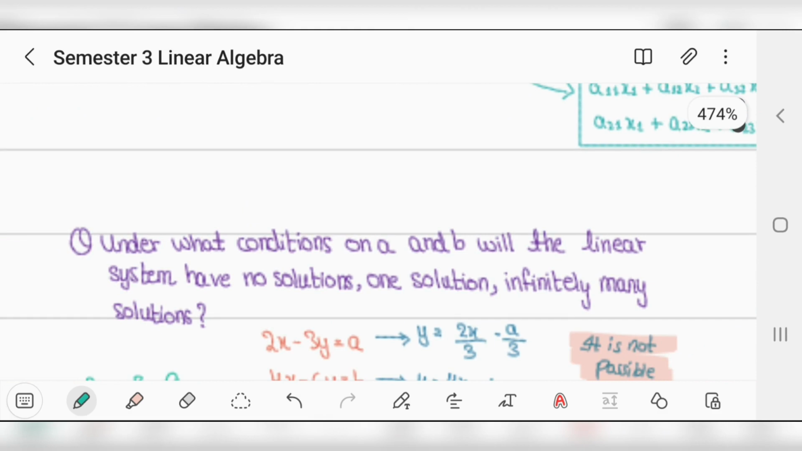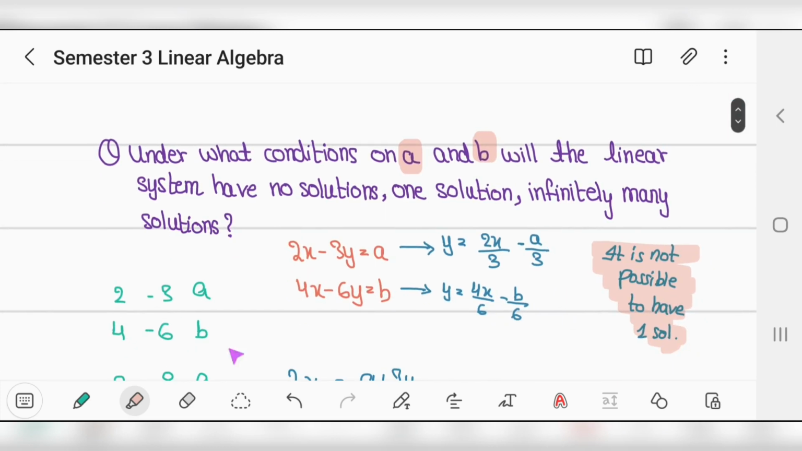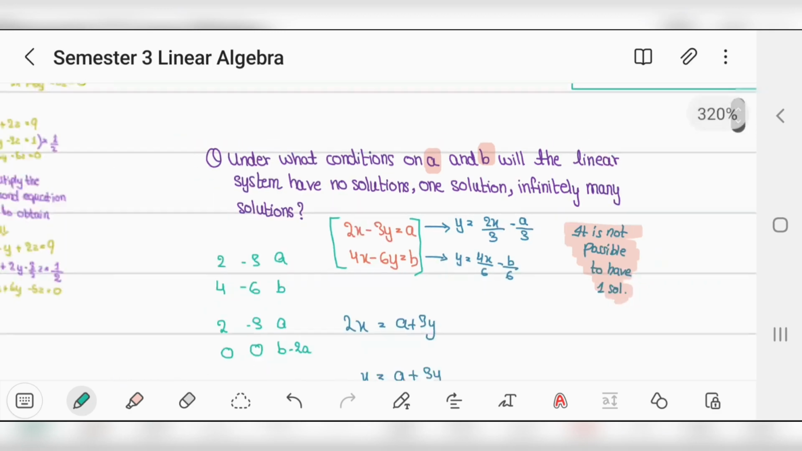Second question: under what conditions on a and b will the linear system have no solution, one solution, or infinitely many solutions? We have been given this, okay, and I could just convert this in the form of a matrix. So let me convert this into a matrix.